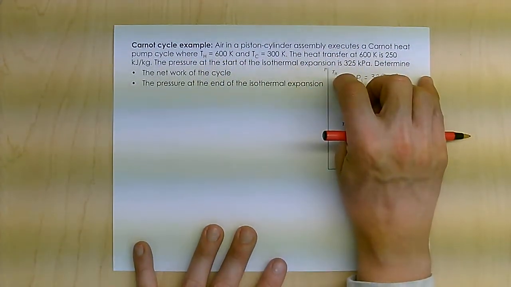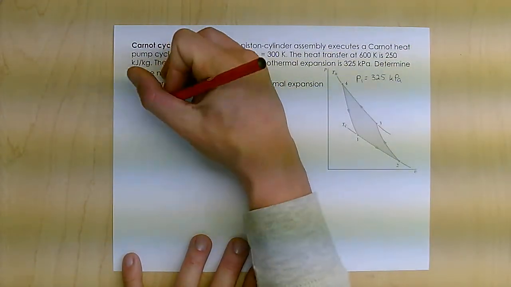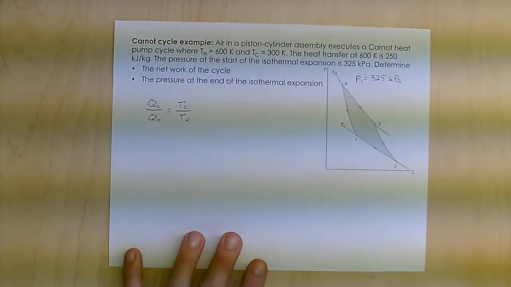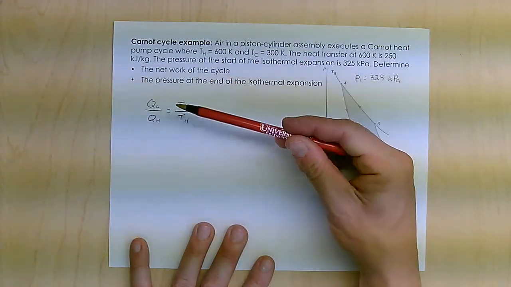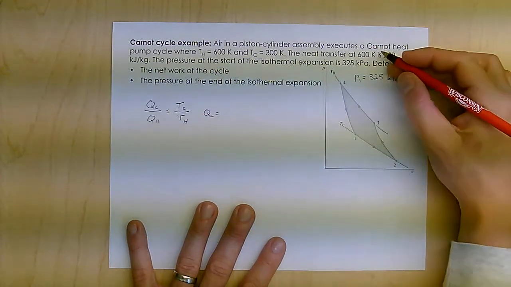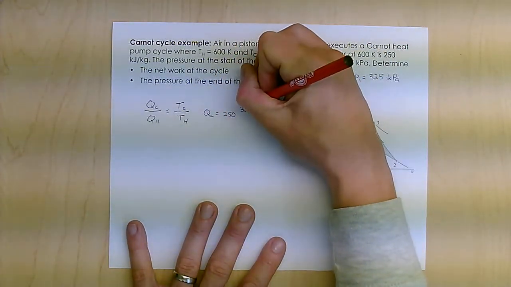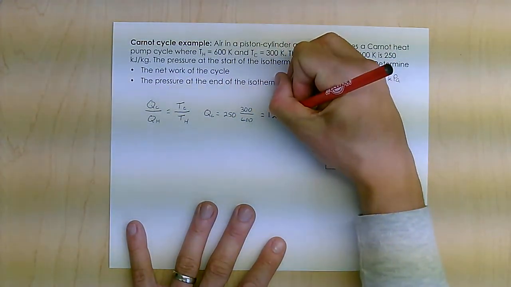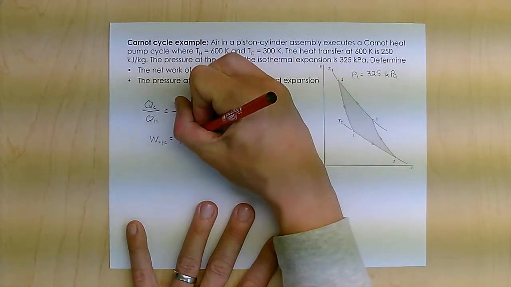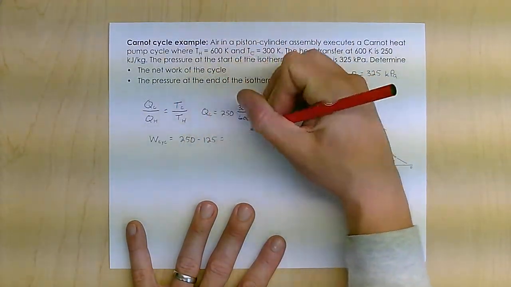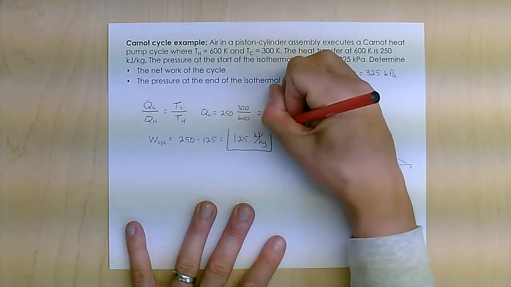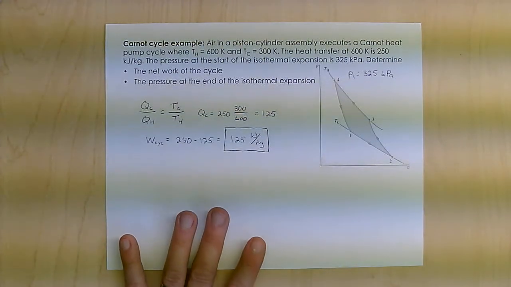Now, because it's a reversible cycle, I can find Q cold just from this ratio like this. And again, I have this simply because it's a reversible cycle. For all reversible cycles, the ratio of Q to the hot reservoir temperature is related. Therefore, QC, which is what I'm looking for, is going to be QH, which is 250 times 300 over 600, equals 125. Therefore, the work of the cycle equals Q hot minus Q cold, 250 minus 125 equals 125 kilojoules per kilogram. So that's the work of the cycle, again recognizing that ratio for a reversible cycle.